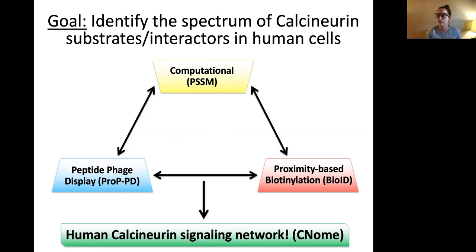I also want to take a moment to point out here that while we applied this approach to calcineurin signaling, it really sets a precedent for any SLIM-based interaction network. So this approach or something like it could be used for other enzymes and proteins. Something to think about with your projects.